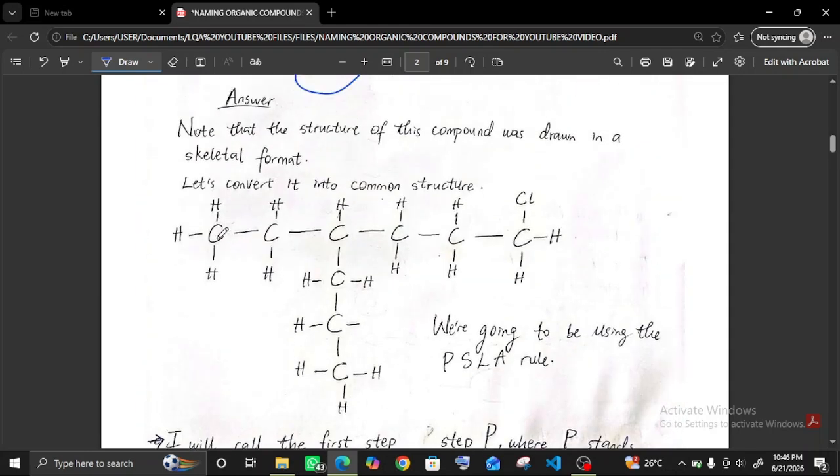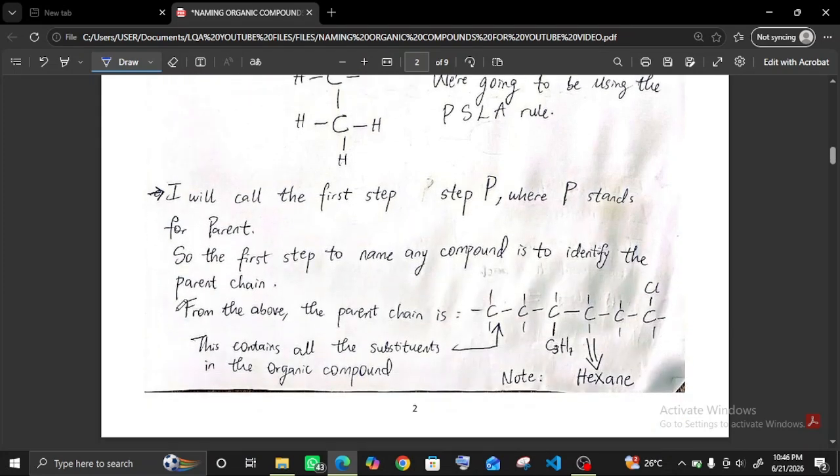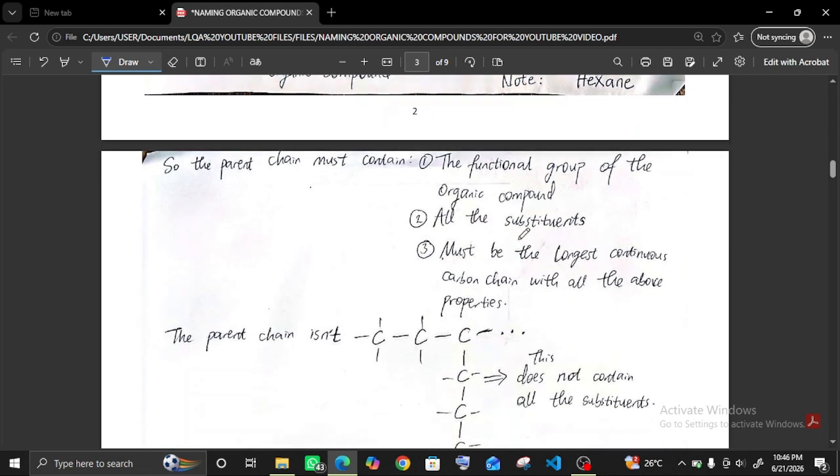From here, this is the parent chain. Why did I call this the parent chain? Because it is the longest continuous carbon chain. So there are 3 conditions that the parent chain must satisfy. First of all, it must be the longest continuous carbon chain. Then it must have all the substituents, and it must contain the functional group of the organic compound.